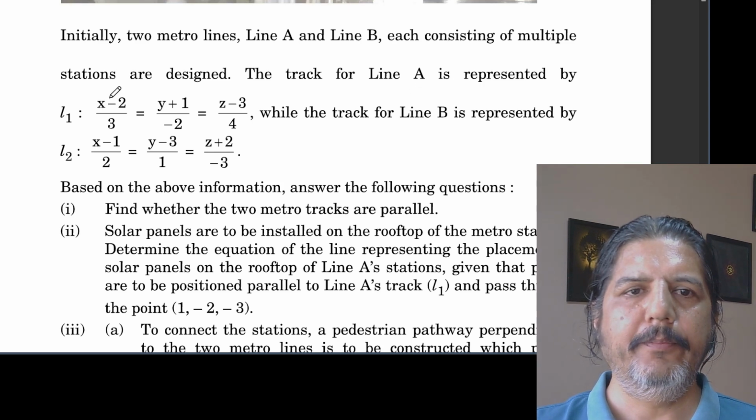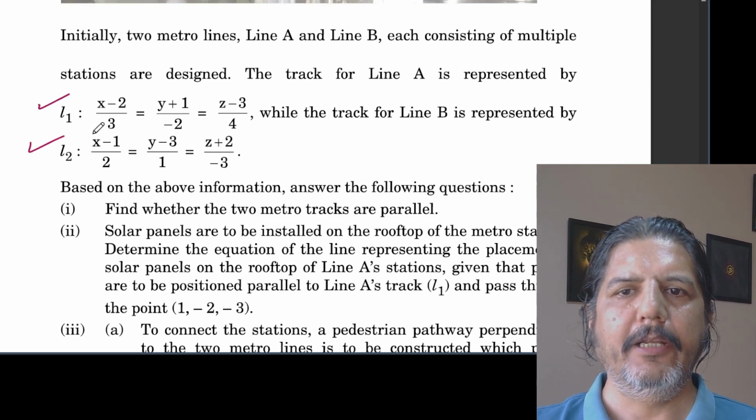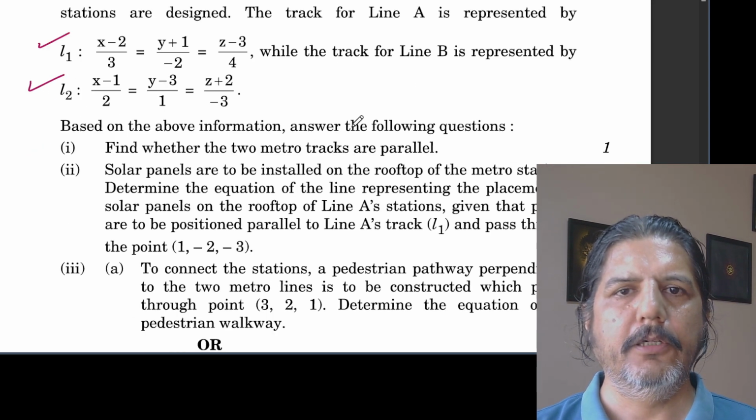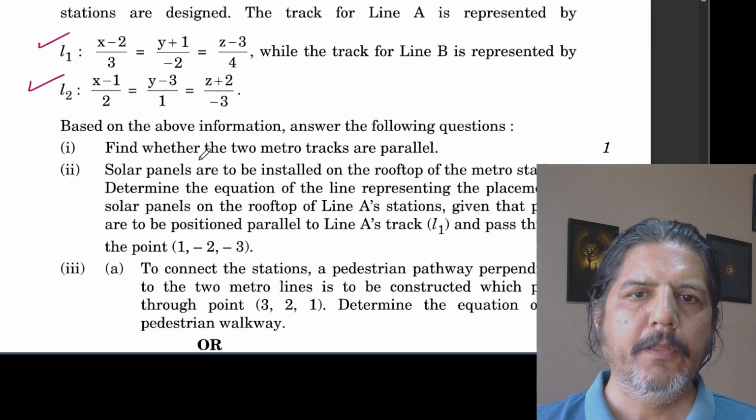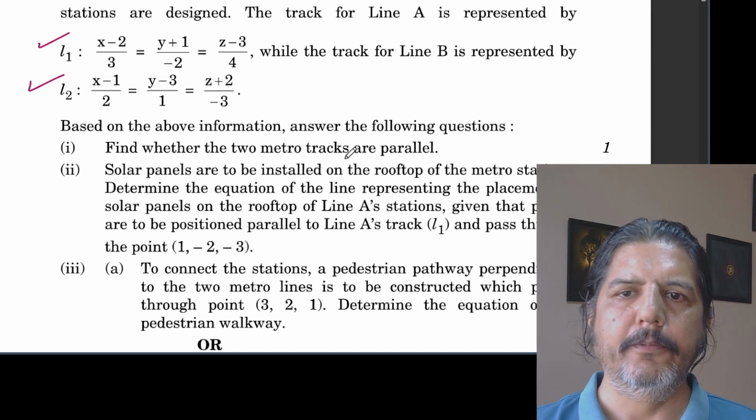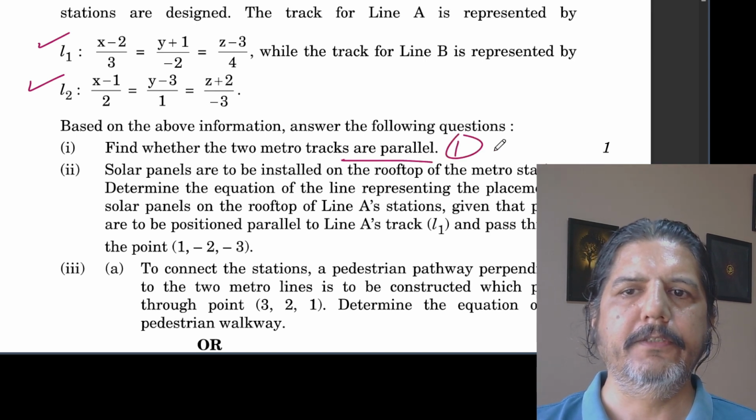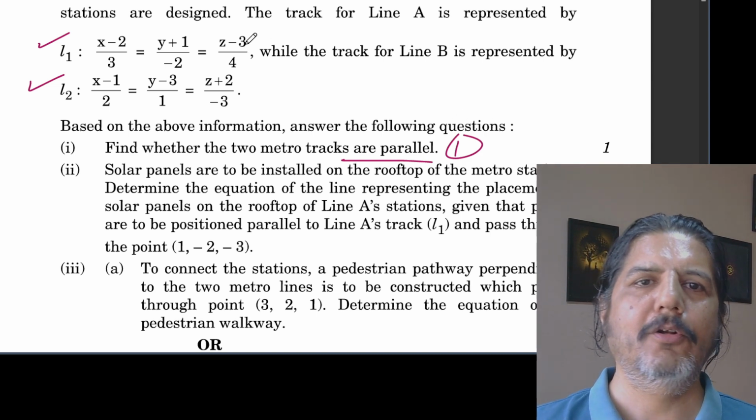Tracks of line A and B. So this is line A, this is line B. And now the question being asked is, find whether the two metro tracks are parallel. This is the first concept they are checking. Finding whether they are parallel or not is very simple.